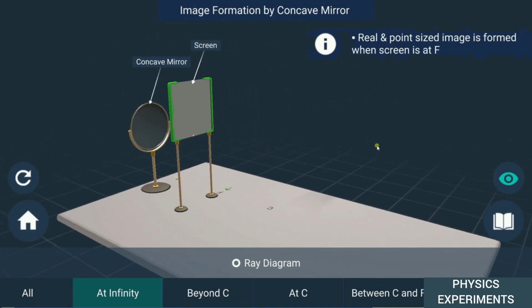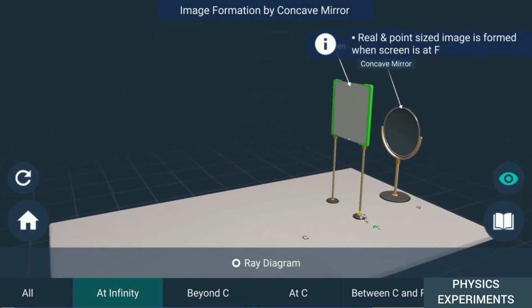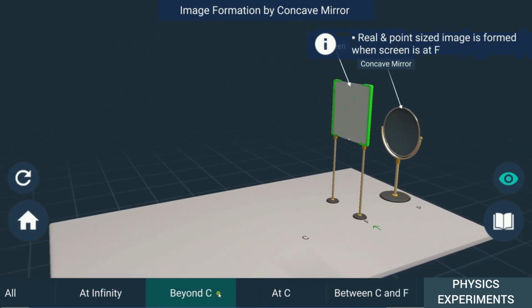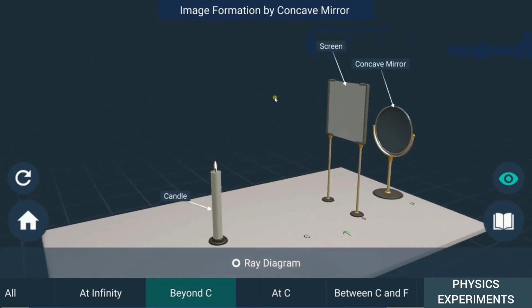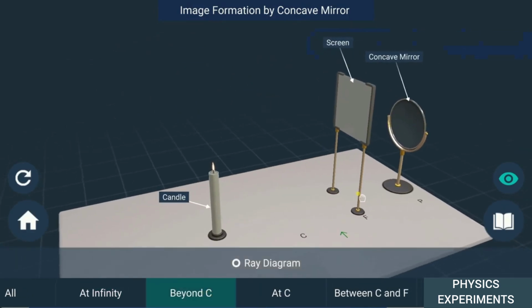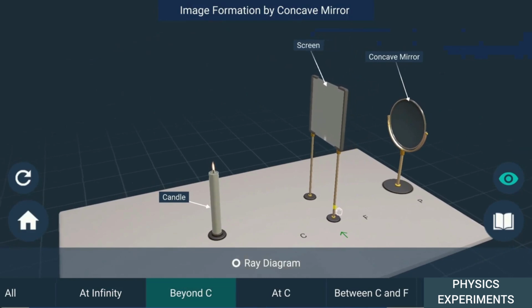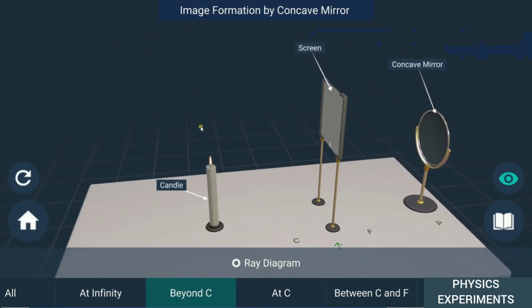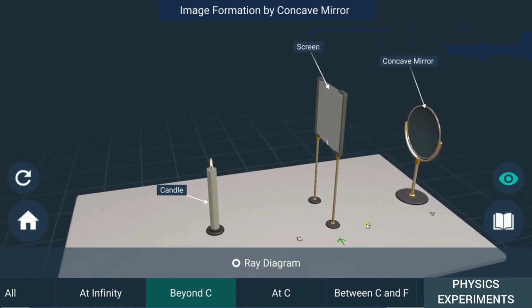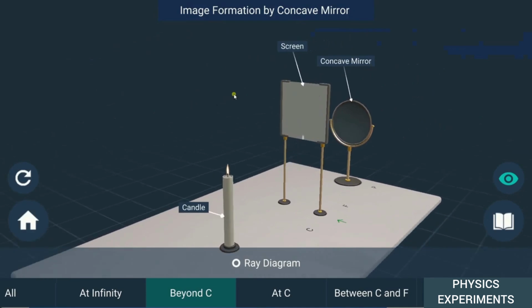With the candle placed beyond the position C, adjust the screen until you get a sharp, bright image of the candle flame on it. We can see that a sharp, bright candle flame image is obtained on the screen when the screen is placed between C and F. The real image formed on the screen is inverted and diminished.